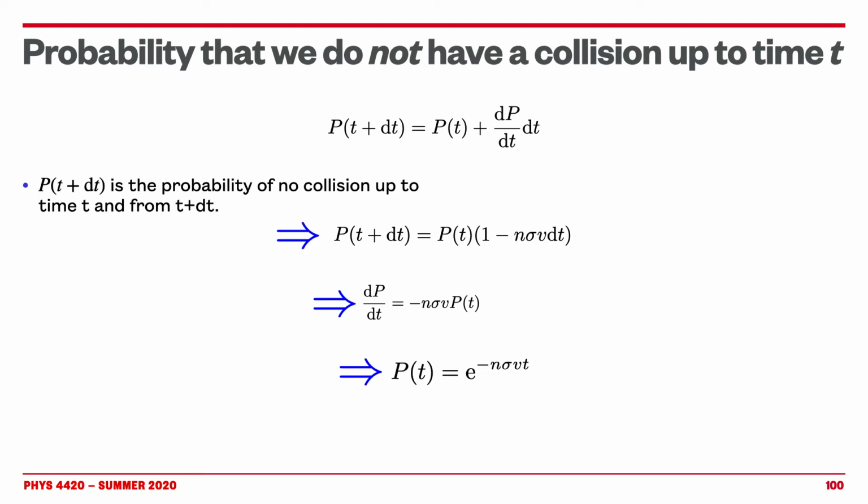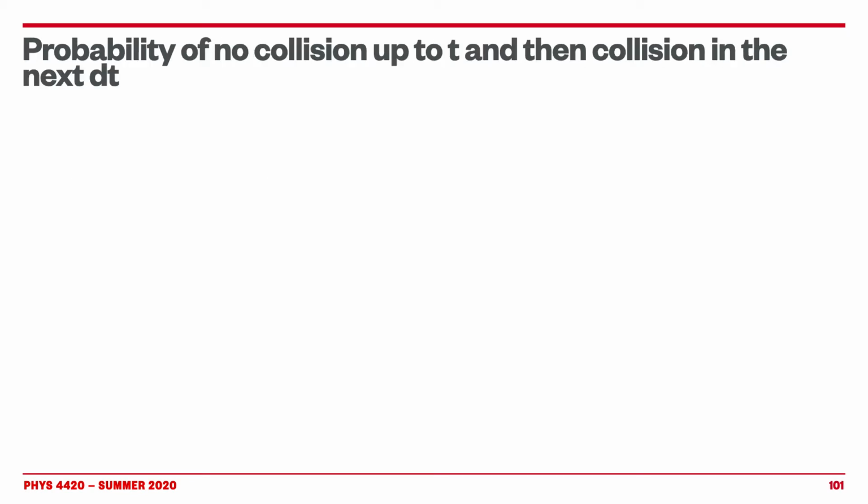Very nice. Okay, very nice. Now, suppose that we want to calculate the probability that there is no collision up to time t, that we know what it is, and then a collision in the next time dt. Well, we have all the ingredients to calculate this. The first term is the exponential, which we just calculated, the probability of no collision up to time t. And the second term, n sigma v dt, remember the cylinder I drew a couple of slides ago. This is the probability of having a collision during an interval time dt, okay?